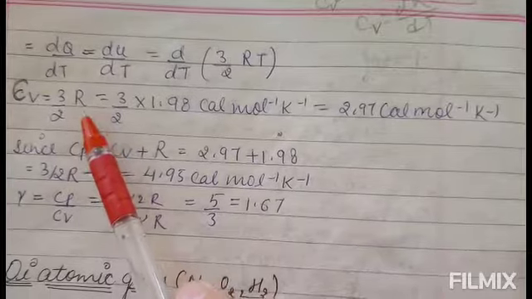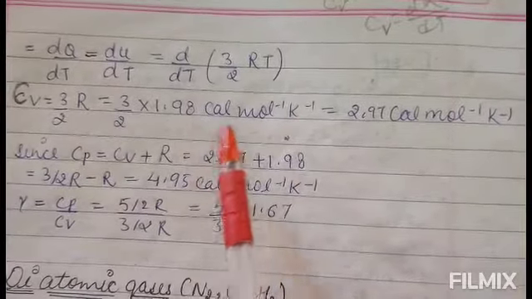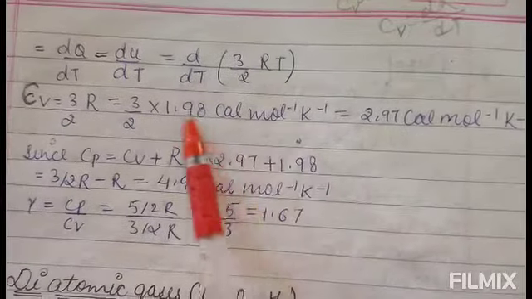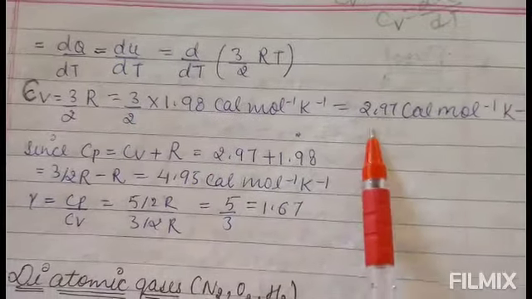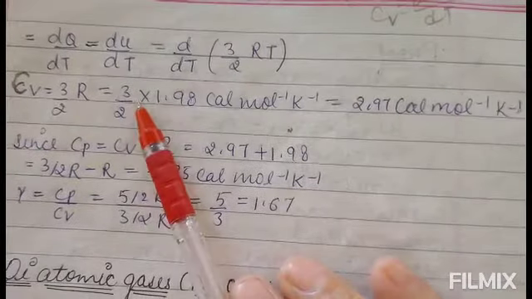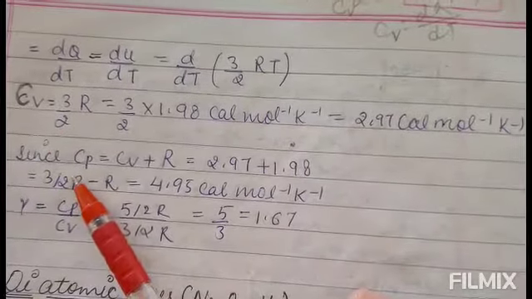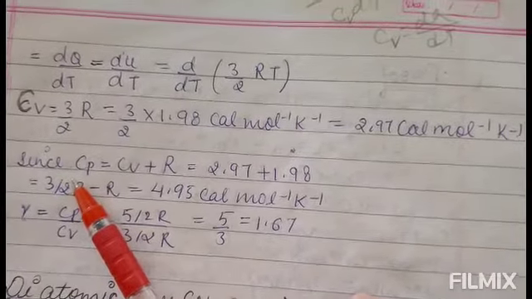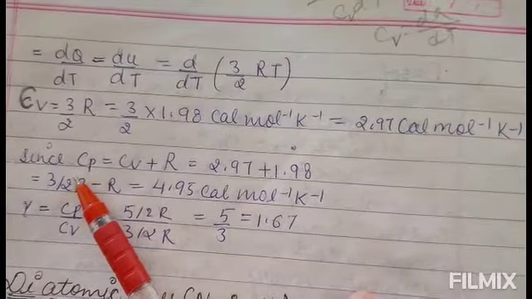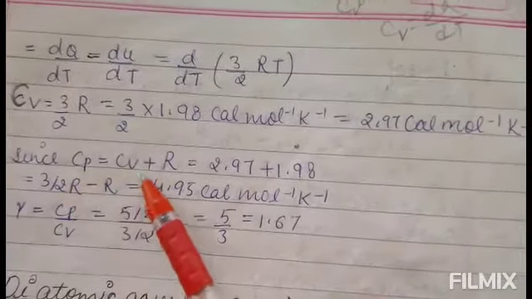Now the value of R, the gas constant, is 1.98 calorie per mole per Kelvin. When we calculate it, it comes to 2.97 calorie per mole per Kelvin. Now that we have calculated Cv, we can calculate Cp also, because we know Mayer's equation, Cp minus Cv is equal to R. So we can write Cp is equal to Cv plus R.